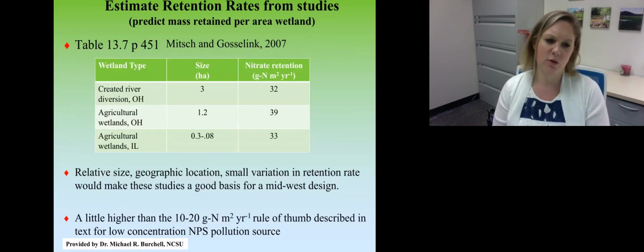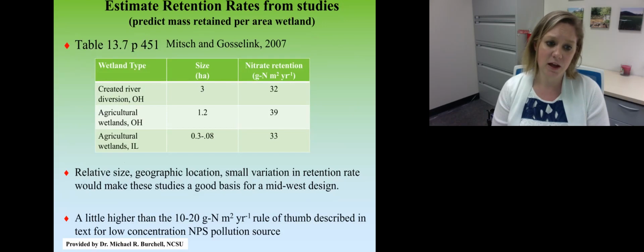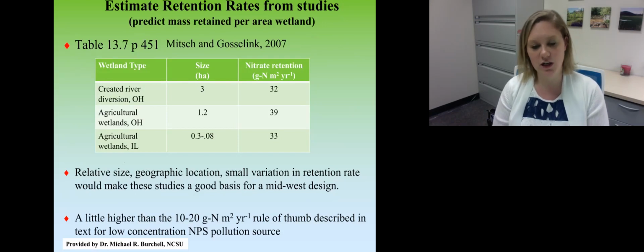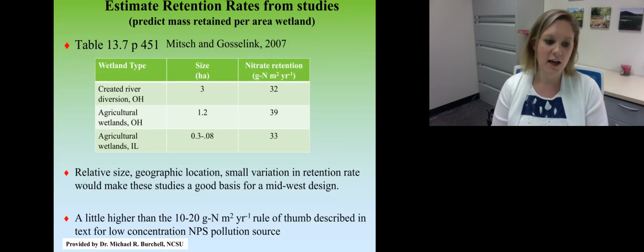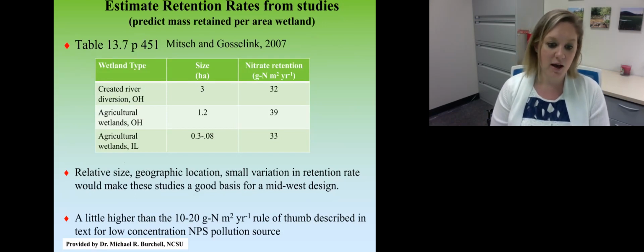So for instance, this created river diversion in Ohio was about a 3-hectare wetland that had around 32 grams of nitrogen per meter square per year of nitrate retention, which was relatively similar to a 1-hectare ag wetland system. There's one in Illinois that had a very similar retention rate as well. Relative size, geographic location, and small variation in retention rates would make these studies a good basis for a Midwest design specifically. So this is a good idea, for instance, if you're designing in Nebraska.